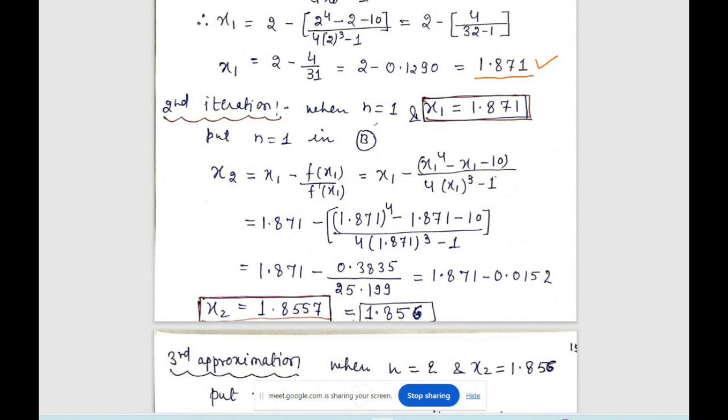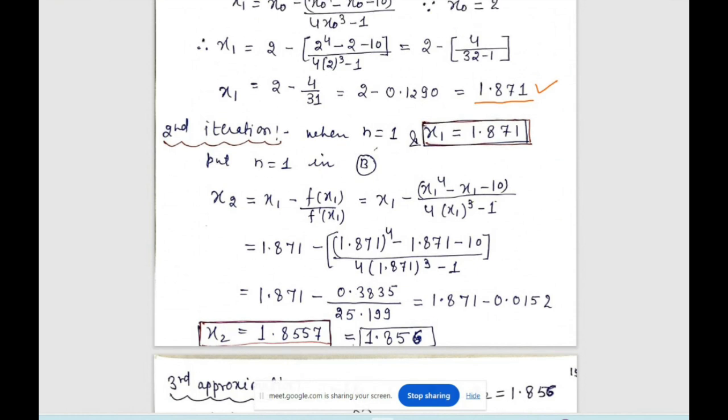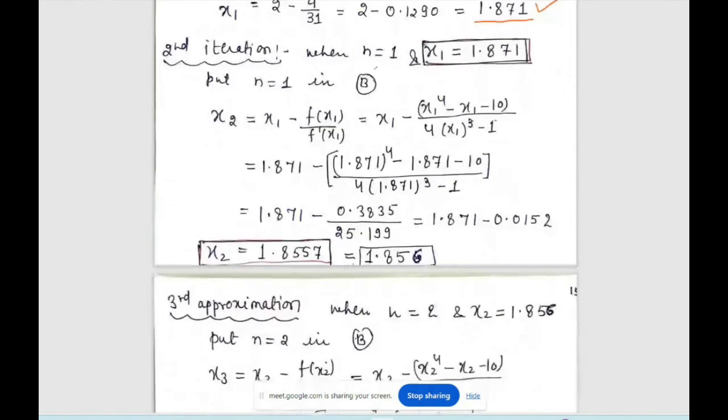Substitute the value n equals 1, whatever you have for x1, 1.871 minus f of x1, that is, find the value of the function at this point and the differentiation of the function at this point. Just calculating here, you will get 1.856. Now check whether the second iteration and first iteration values are approximately the same. No, it is not the same up to the second and third places. So continue the step, third approximation.